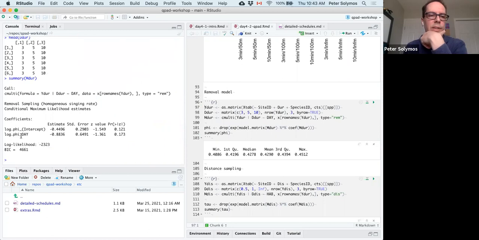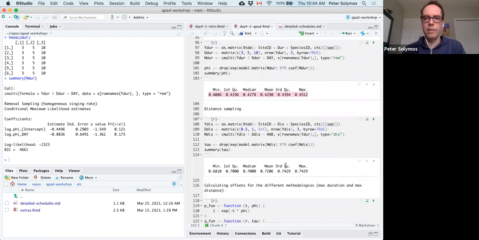model with a day effect. So then estimating phi, we use the coefficients and this model matrix, exponentiate, because as the coefficient says, it's on the log scale. So we get these values for phi. Not a large variation, but it varies from 0.4 to 0.45.